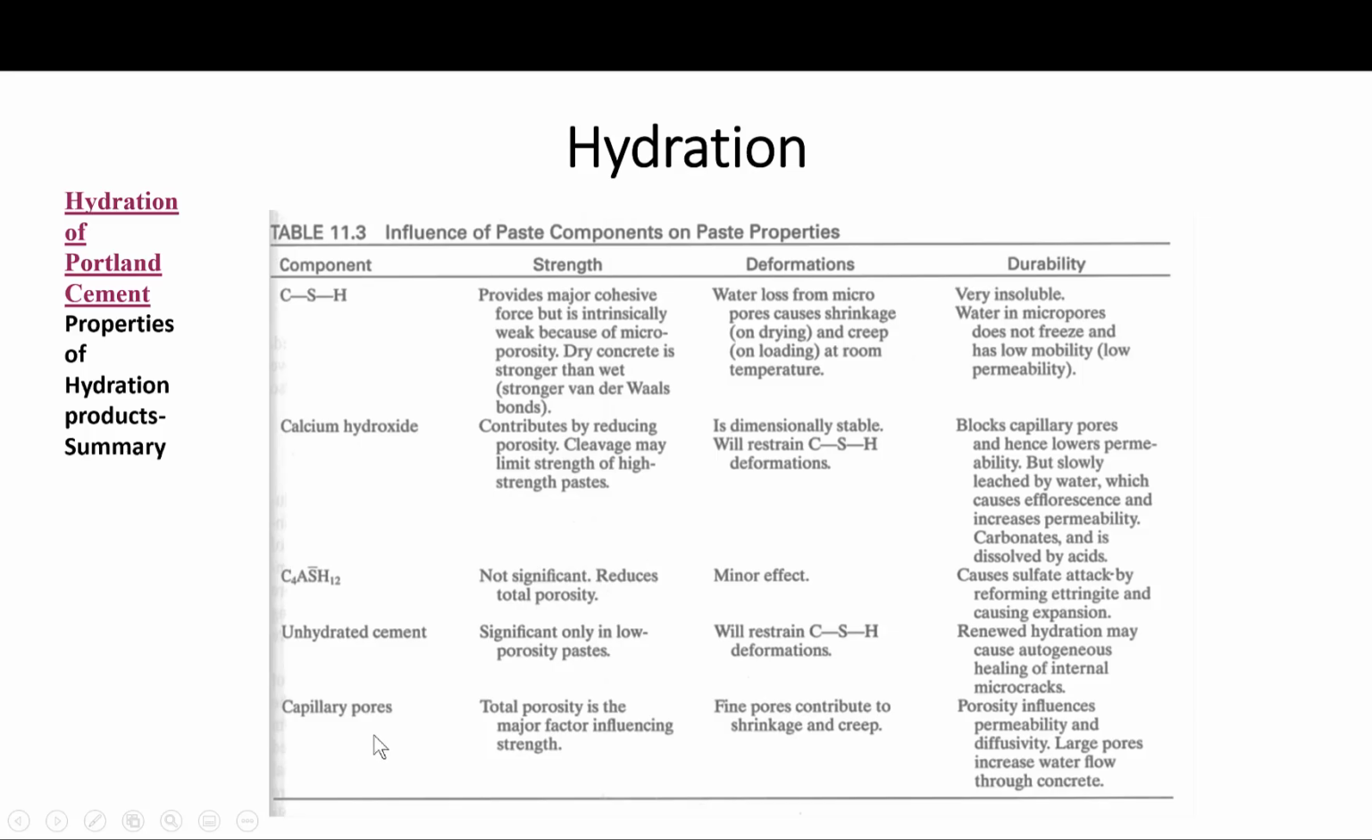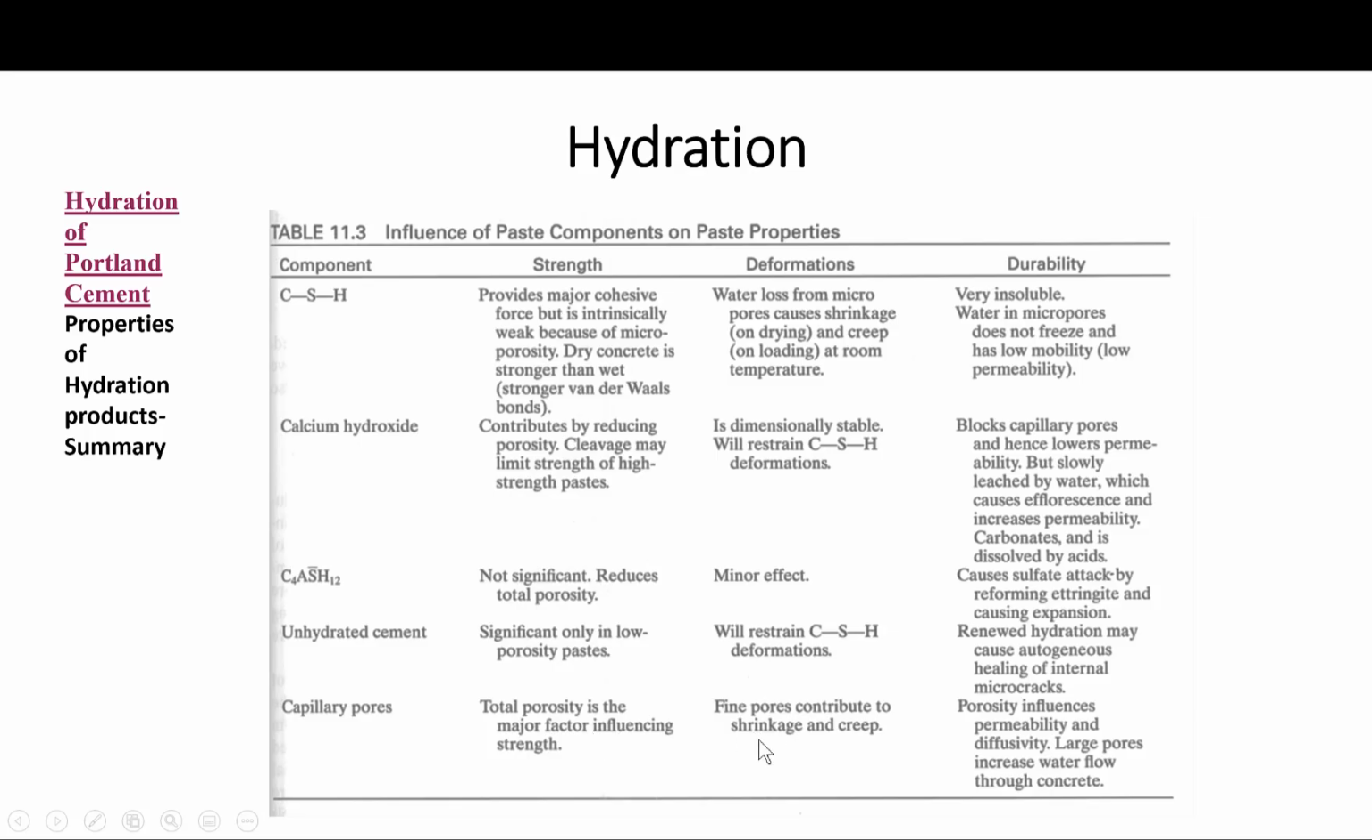The pores, I mentioned the pores as part of the products. I will mention what they contribute here. The capillary pores, as I said, the overall porosity impacts the strength. So the total porosity is the major factor in influencing strength. Fewer pores means higher strength.